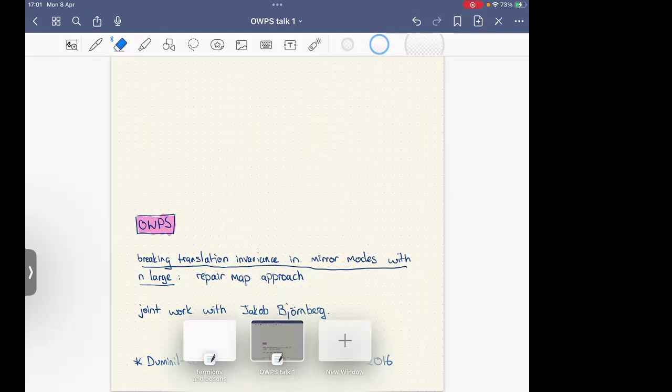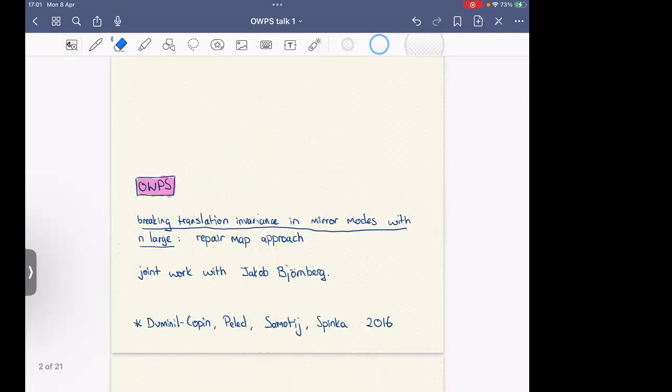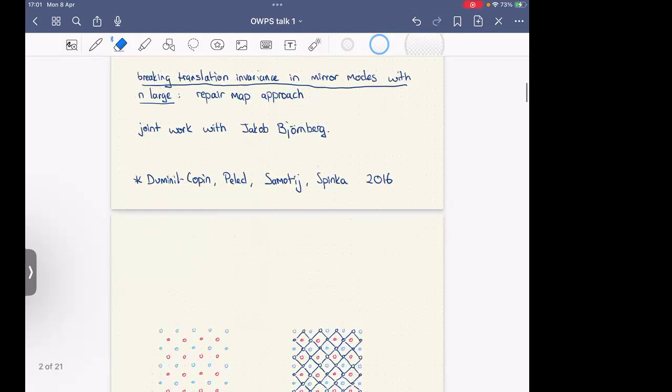Yeah, I'm talking about the same stuff as Jakob did. And in particular, I'm going to talk about how we prove this breaking of translation variance when n is large, and in particular, when the parameters p can be anything you like, and then also n can be not an integer. So the technique is coming straight from this paper by Duminil-Copin, Peled, Samotij, and Spinka. So everything that is in this talk, the technique is lifted from there. Okay. So let me start with some definitions.